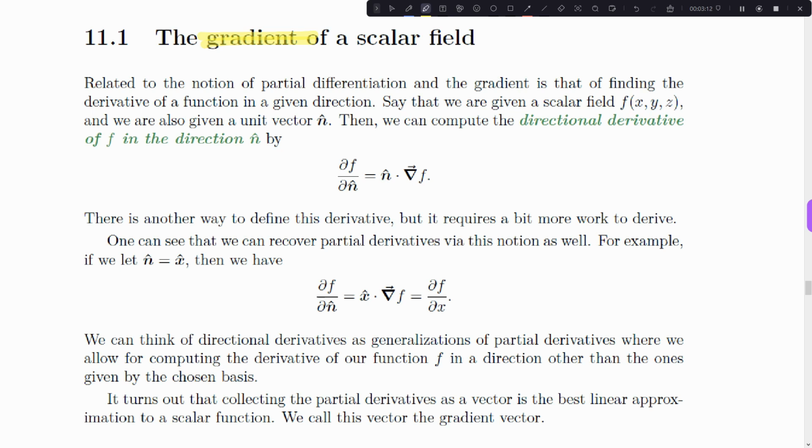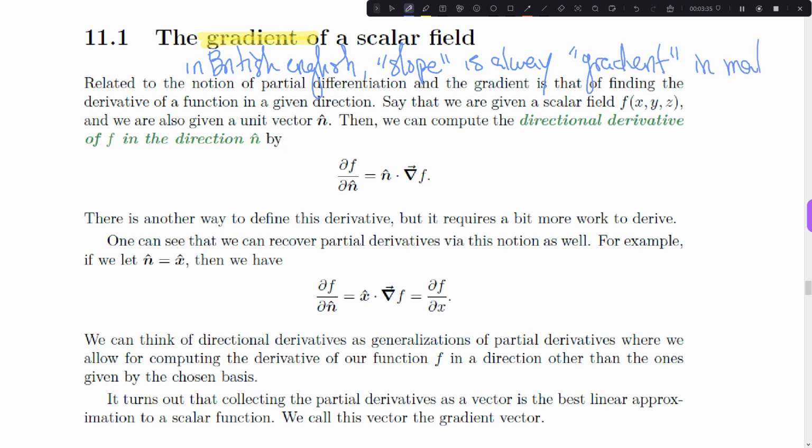So it turns out in British English, they always call slopes gradients. Even in high school, middle school algebra, when you talk about slopes of curves, in British English, it's always referred to as gradients.